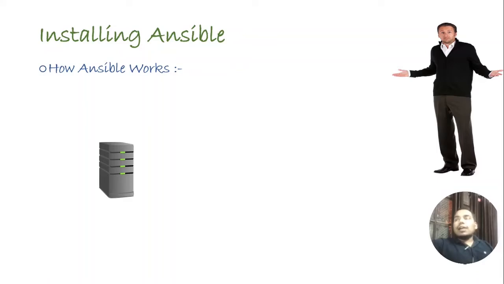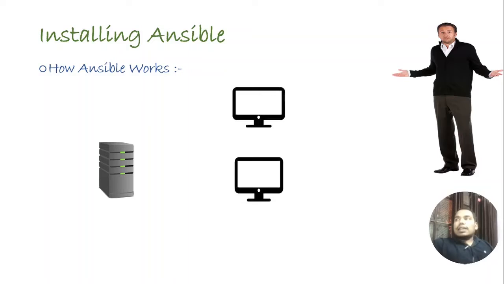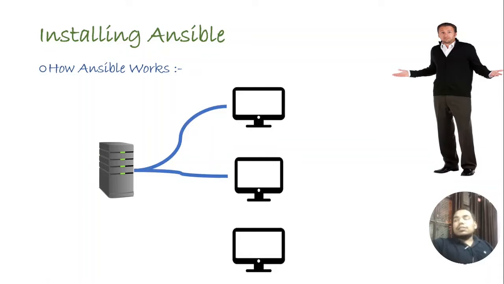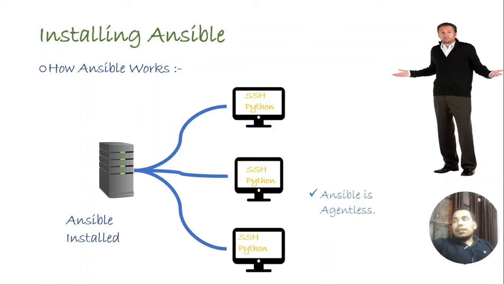So here I'm going to demonstrate how Ansible works with a logical diagram. In this diagram we have three clients and one server, which can communicate with each other. On the client machines, SSH and Python are already configured, and Ansible is installed on the server. First of all, Ansible is agentless, so there is no need for any kind of agent to be installed on the clients. SSH and Python will fulfill all the requirements.